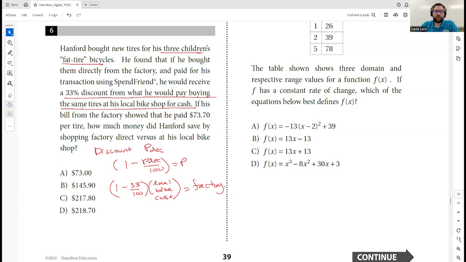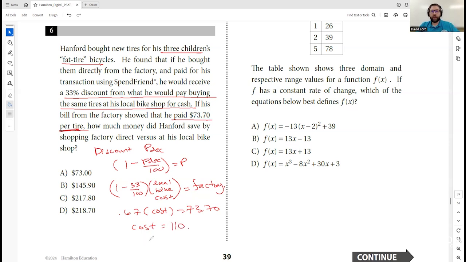All right, keep reading. If his bill from the factory showed he paid $73.70 per tire, so not for all 3 children, but per tire. So we're probably going to have to multiply this by 6 because there are 2 tires per bicycle and 3 children, so it's going to be a total of 6 tires. All right, and then we can plug in the 73.70. So 0.67 times the cost is equal to 73.70. And that means the cost from the bike shop would have to be $110.